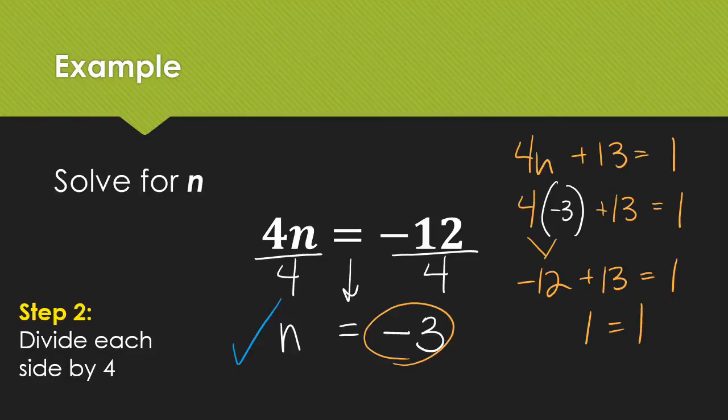You have questions 2 through 7 to try on your own now. So please, the objective of this is to get your variable by itself by using two different steps to solve for the variable.